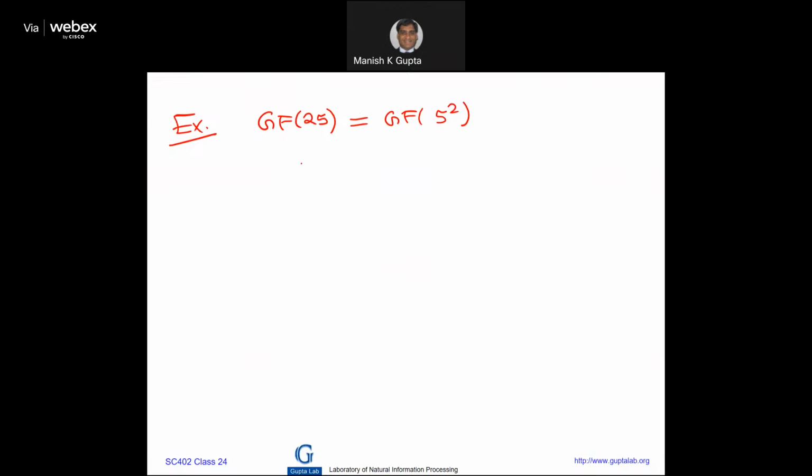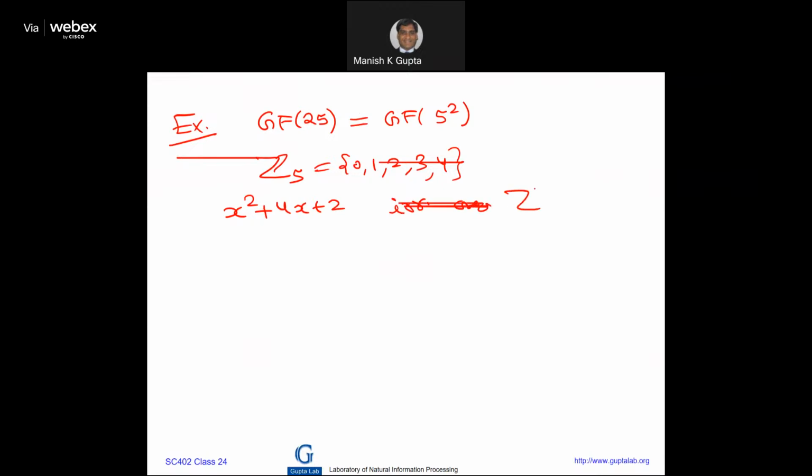So we first need to focus on integers modulo 5, which is 0, 1, 2, 3, 4. On this field, I look at the polynomial x square plus 4x plus 2, which is irreducible over Z5. So it has no root over Z5, right? You can plug in the values 0, 1, 2, 3, 4 and see there is no root in the ground field. Fine.